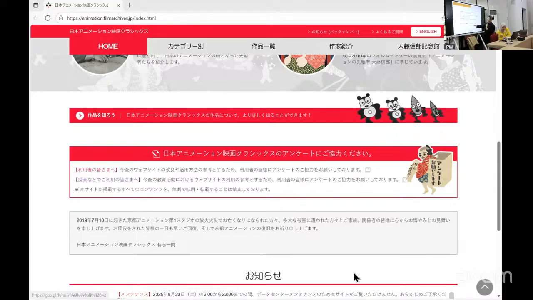Tunggu sebentar. Saya mau coba mengakseskan address Nihon Animation 映画クラシック.